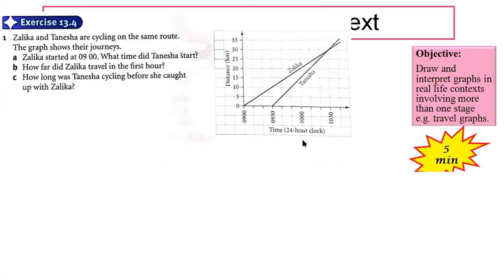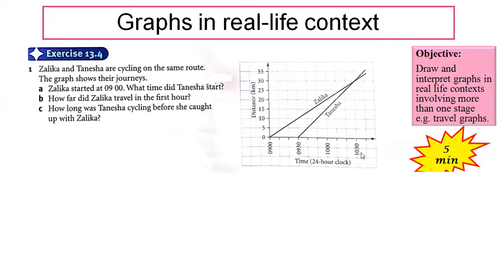Okay, let's go to another question, another example. Here, we're talking about Zalika and Tanesha. They are cycling on the same route. The graph shows their journeys.